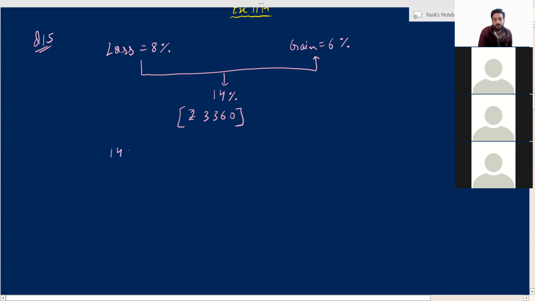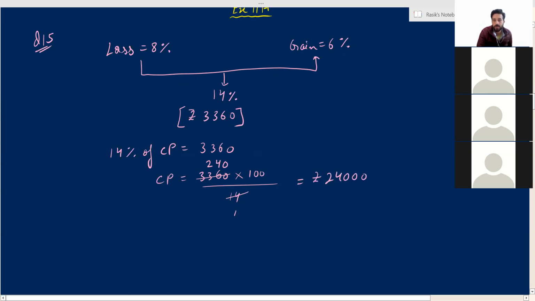So we have got the equation. 14% of CP is equal to 3,360. So CP is equal to 3,360 into 100 upon 14. Do the simplification. 14 se cut kar dete hain seedhe. 14 2s are 28. Remainder 5. 56. 14 4s are 56. Zero. So 24,000 cost price.